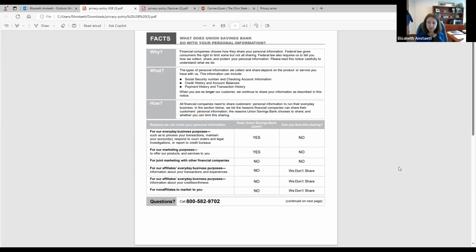Now, in this particular situation, which is not uncommon for a mortgage bank, it's the affiliate's everyday business purpose for information about your creditworthiness and for non-affiliates to market to you. None of this is engaged in by this institution, so they say we don't share, which means they don't have to give an opt-out. These last categories are where the opt-out comes into play.